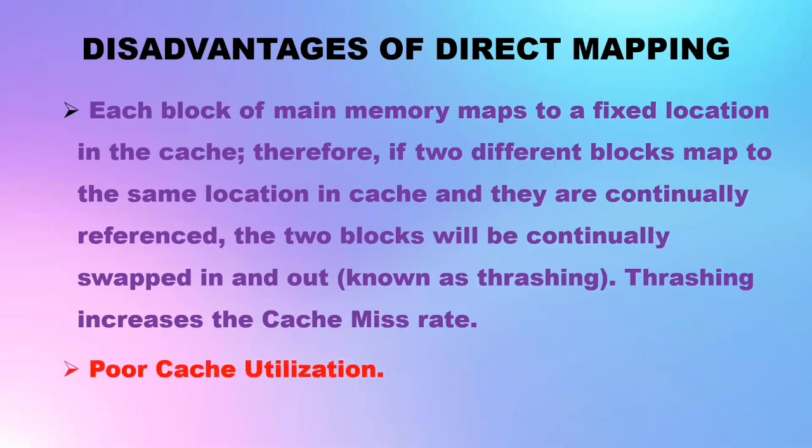It is also poor cache utilization if we use the direct cache mapping technique. And there is poor temporal locality. So what is temporal locality? We will discuss it in some other class. So these 3 are the major disadvantages of the direct mapping technique.